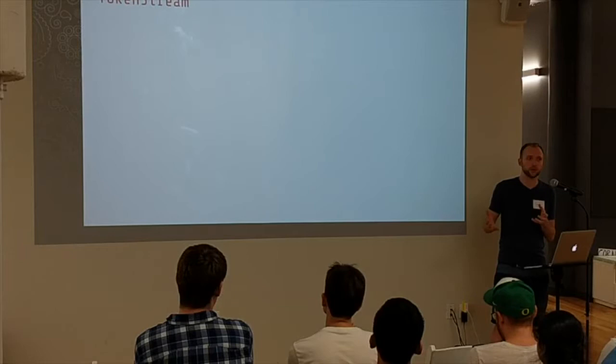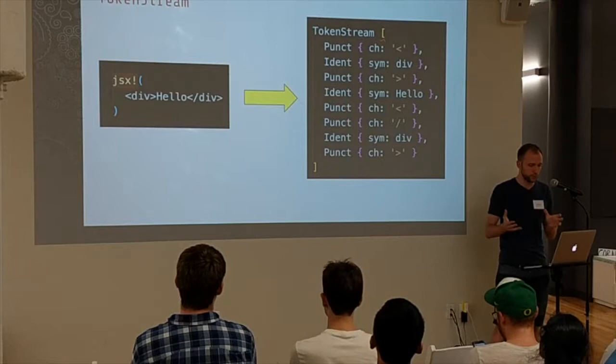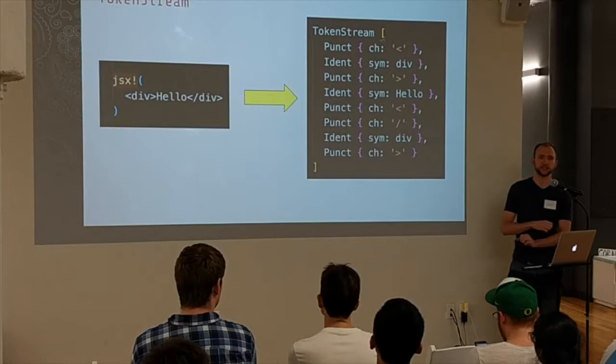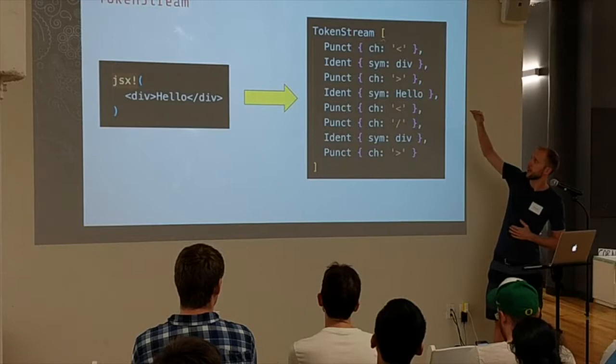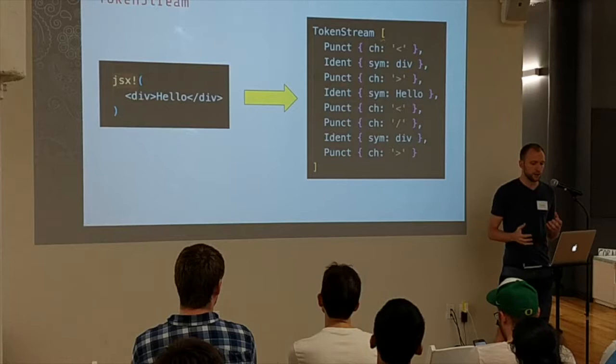If I run the JSX macro with this code here, this is the token stream that I'm passing. It's a simplified version, but essentially we get something like an iterator over a bunch of separate token trees, so a punct, an ident, and so on. Each of these represents one atom in our code.